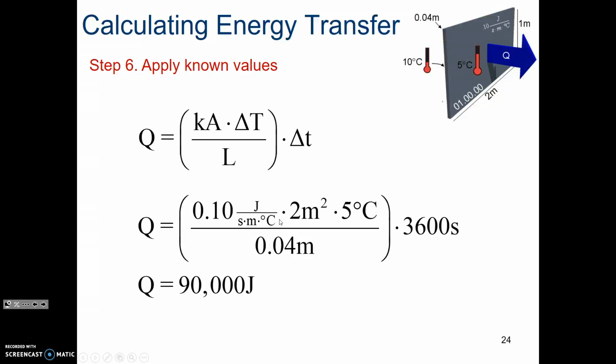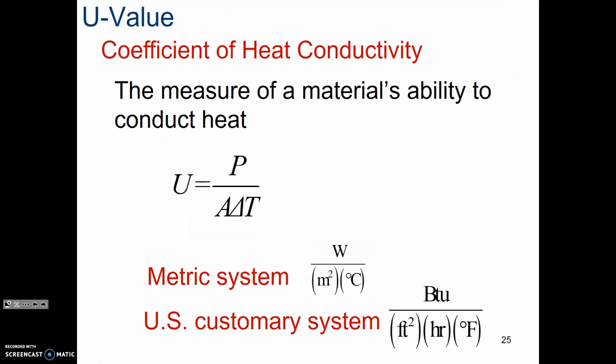So now let's plug them in. K, 0.1 times the 2 times the 5 degrees change difference divided by the 4 centimeters in thickness, all multiplied by the time it took, and that gives us an energy of 90,000 joules or 90 kilojoules.